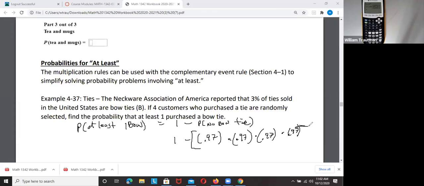My calculator got to 3 decimal places, 0.1147, which rounds to 0.115. So just know, and that's going to be on the test, at least one means 1 minus the probability of nobody for that event.